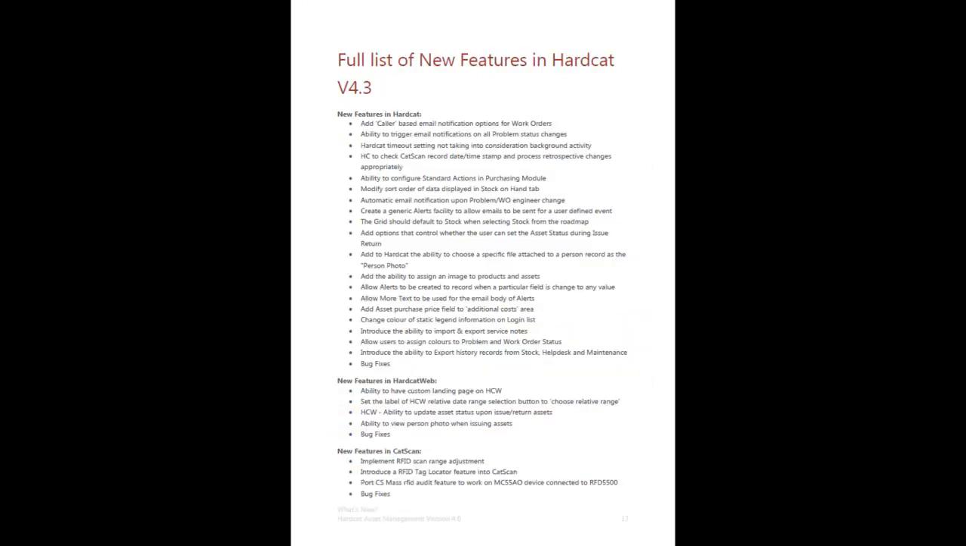The full list of new features in Hardcat version 4.3. New features in Hardcat: you can now add caller-based email notifications for work orders. You have the ability to trigger email notifications on all problem status changes. Hardcat timeout settings were not taking into consideration background activity. Hardcat to check Catscan record date timestamp and process retrospective changes appropriately.